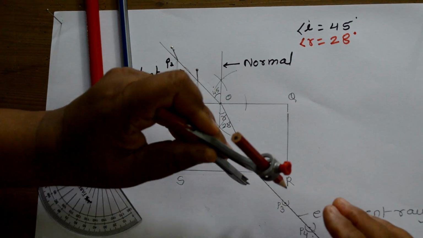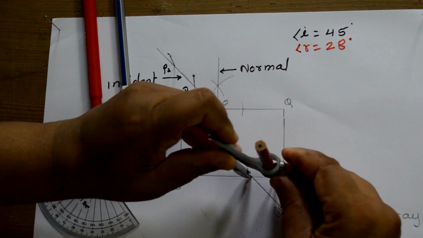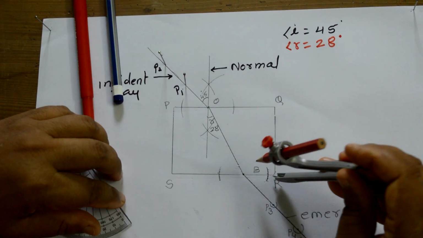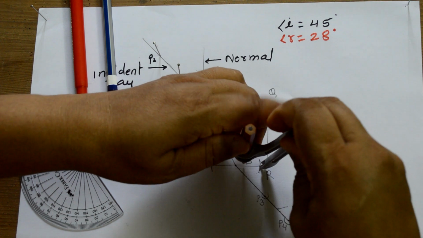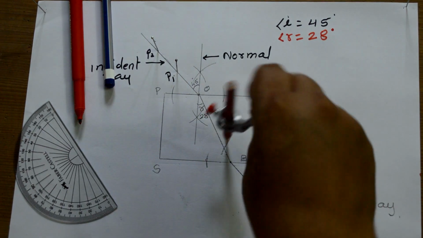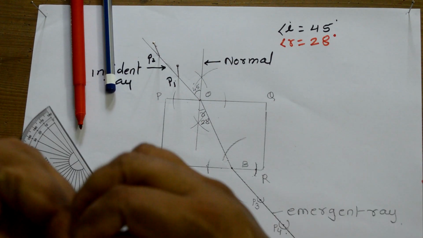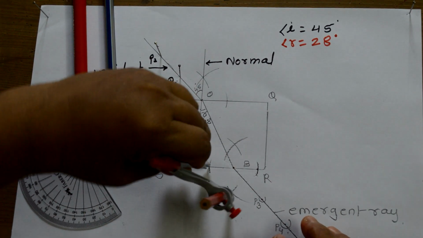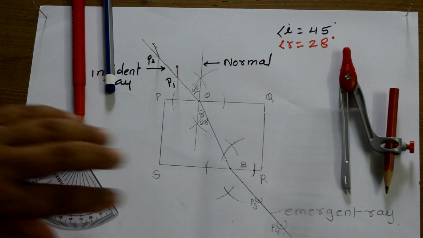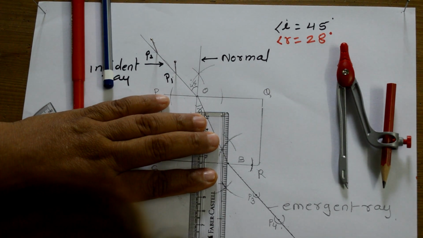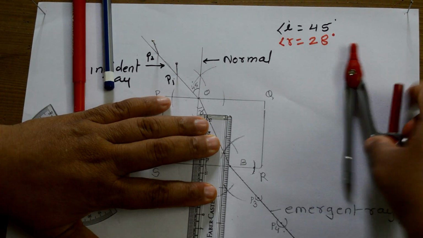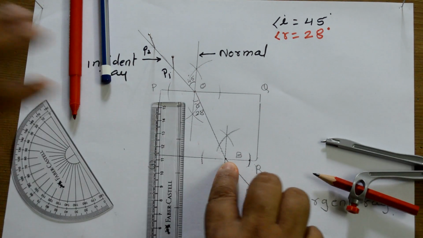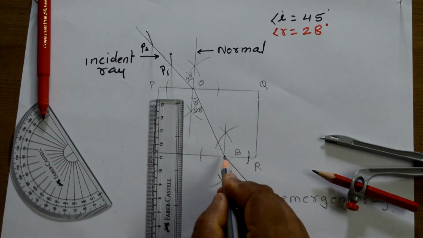Draw normal at point B. Give arc below and above, join the points. This is normal at point B.